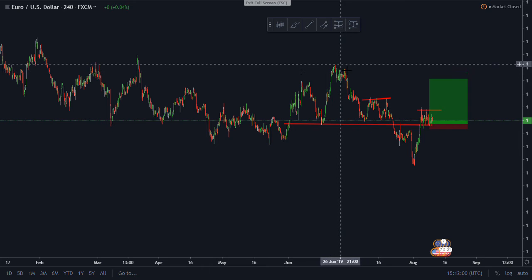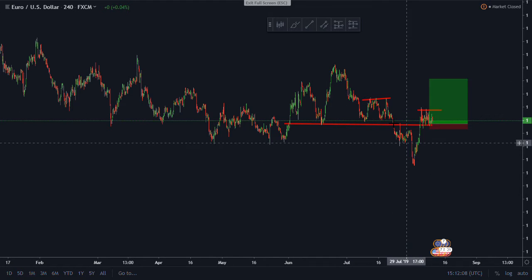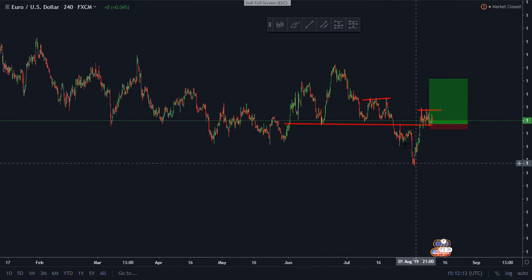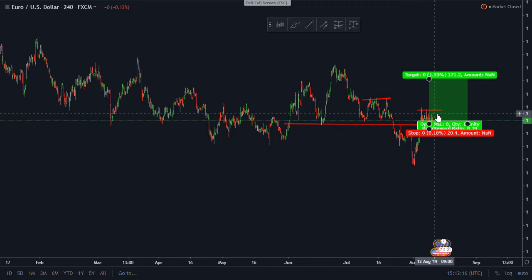So what we have here is an inverse flag. Price was going down, consolidated, then we continued. So this is a flag that we have going to the downside. We have the same thing currently forming here, so you can actually capitalize on it.